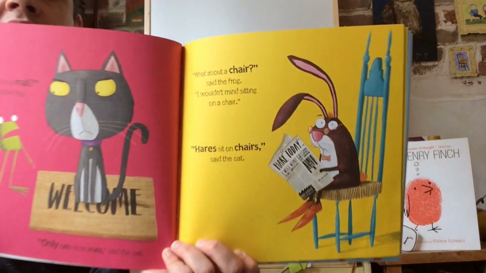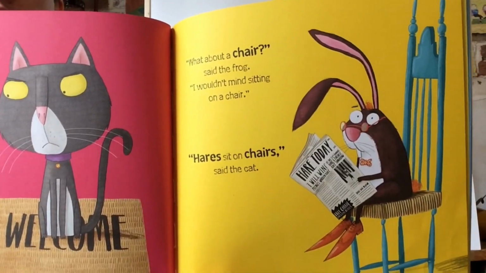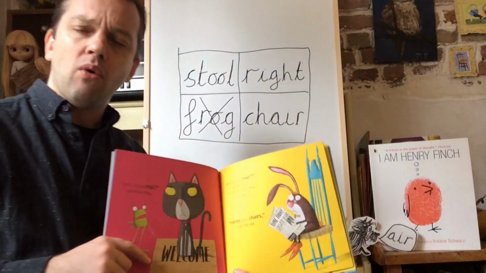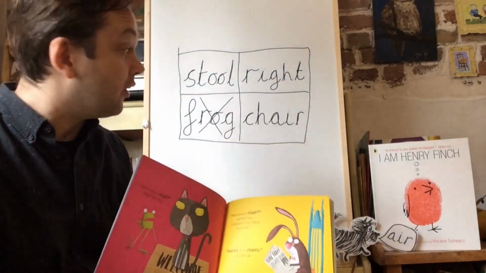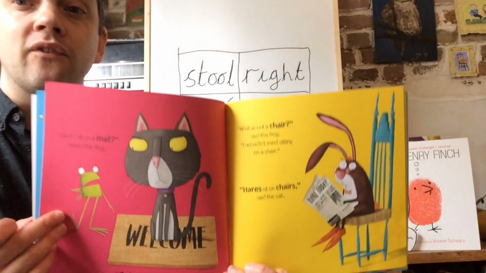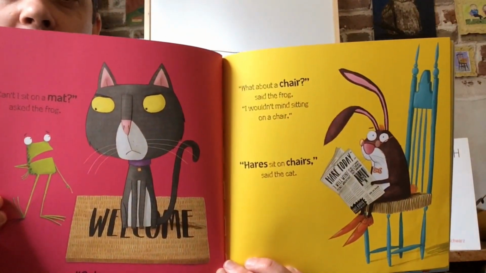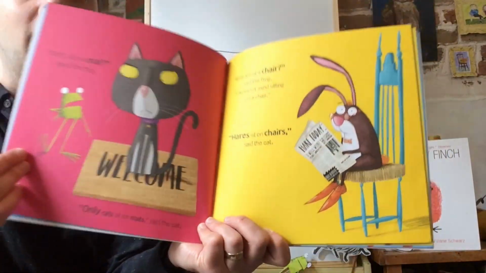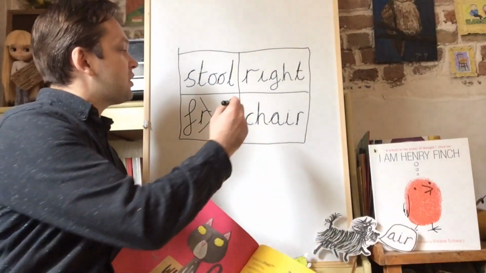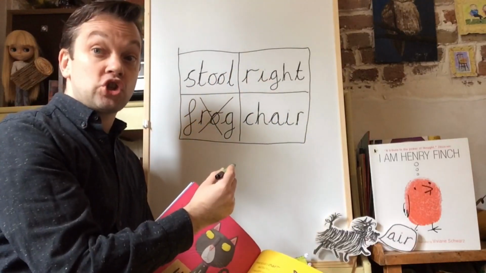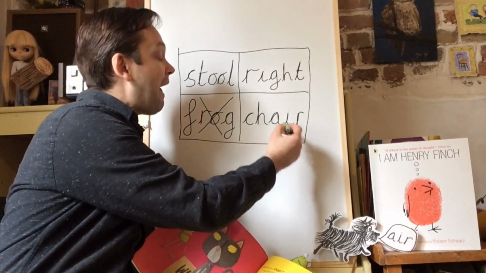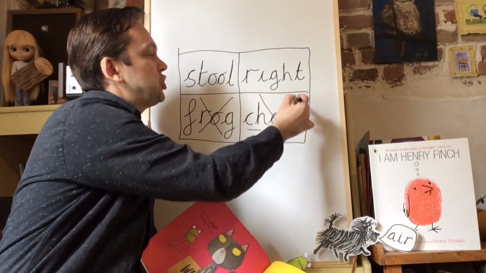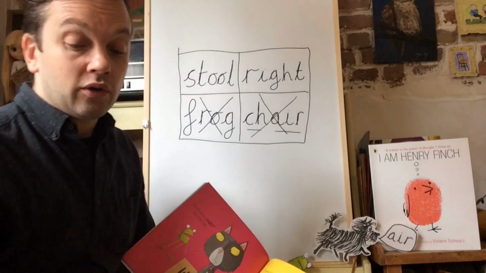What about a chair? Said the frog. I wouldn't mind sitting on a chair. Oh, have we got another word? Which one did we have? What about a chair? Said the frog. I wouldn't mind sitting on a chair. Yes, chair. Which one's chair? Ch-air. Chair. Well done.